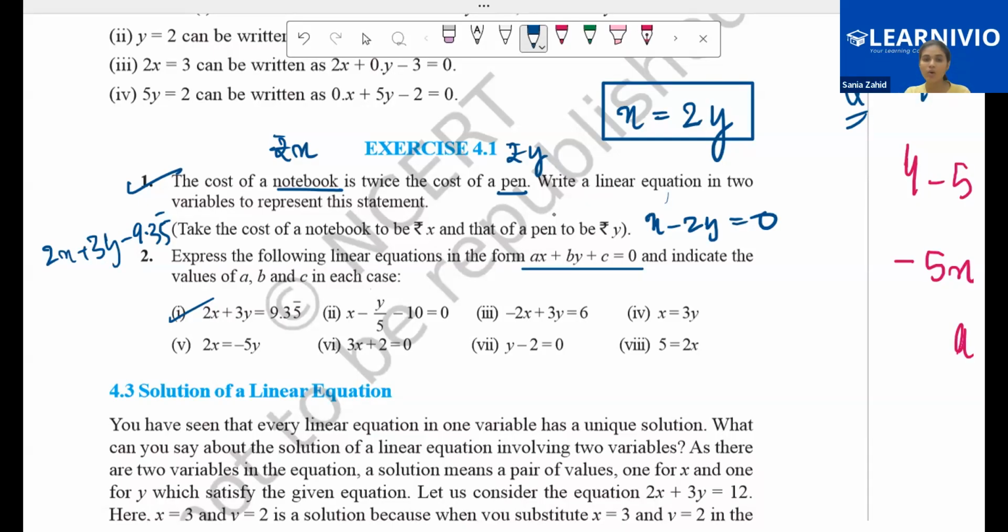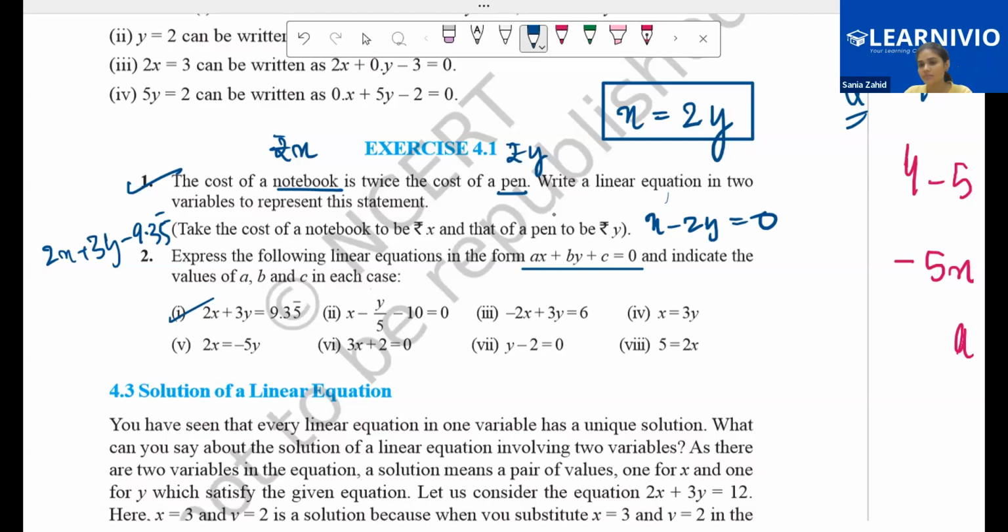Yeah. Okay. So the second question, Hafsa, will tell us: x minus y by 5 minus 10 is 0. A is x, and then B is 5y. No, y by 5. It's 1 by 5. Minus 1 by 5. And what is C? C is minus 10. Yes, good.